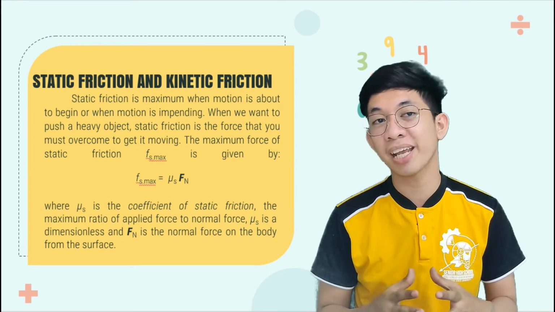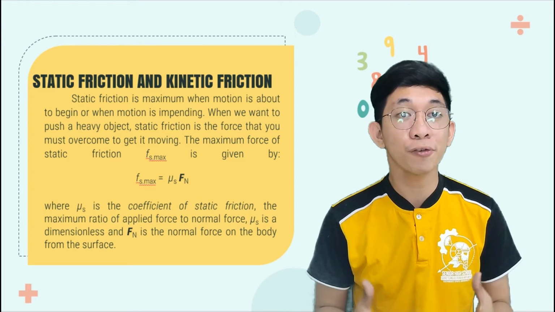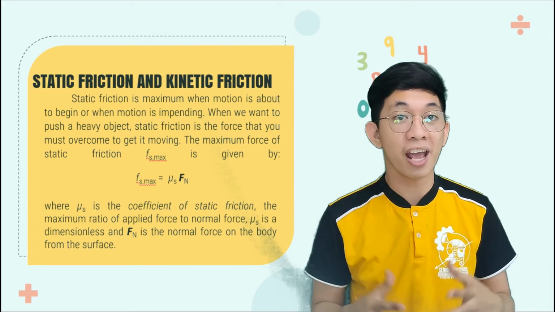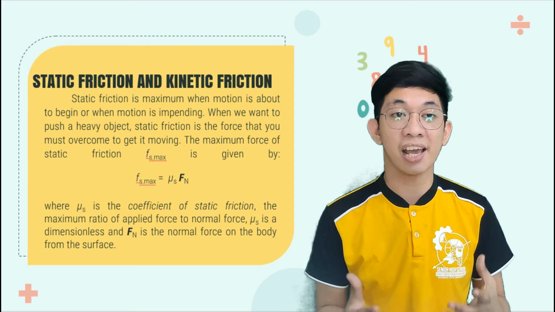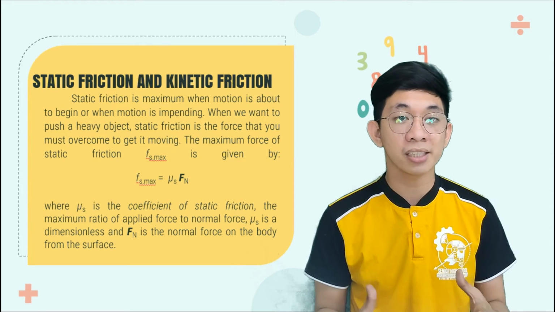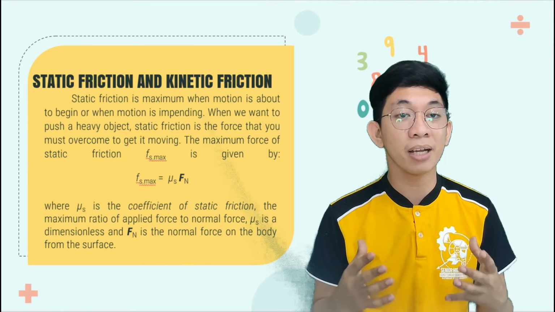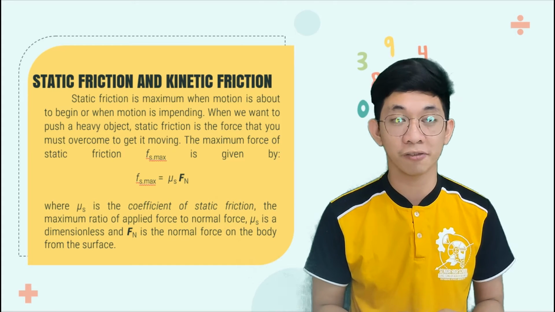When we want to push a heavy object, static friction is the force that you must overcome to get it moving. The maximum force of static friction, or F_s max, is given by F_s max is equal to mu_s F_n, where mu_s is the coefficient of static friction, the maximum ratio of applied force to normal force. mu_s is dimensionless, and F_n is the normal force on the body from the surface.